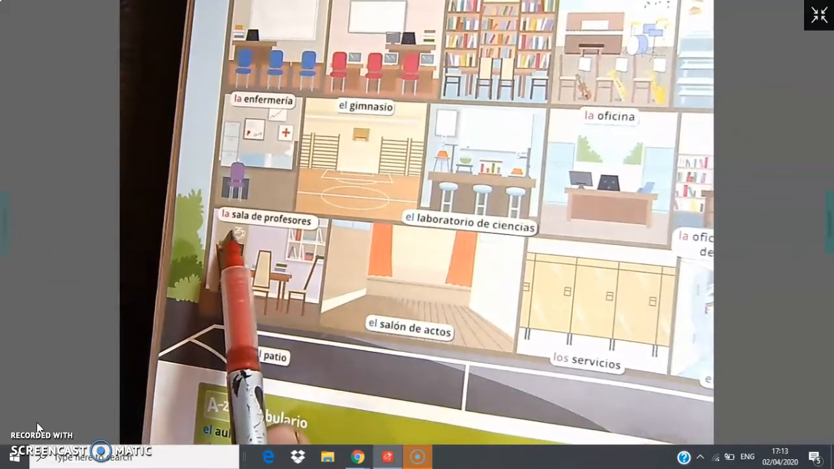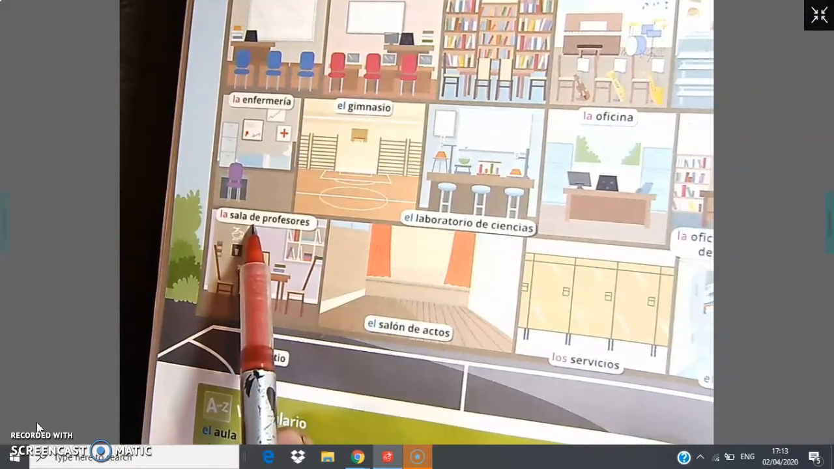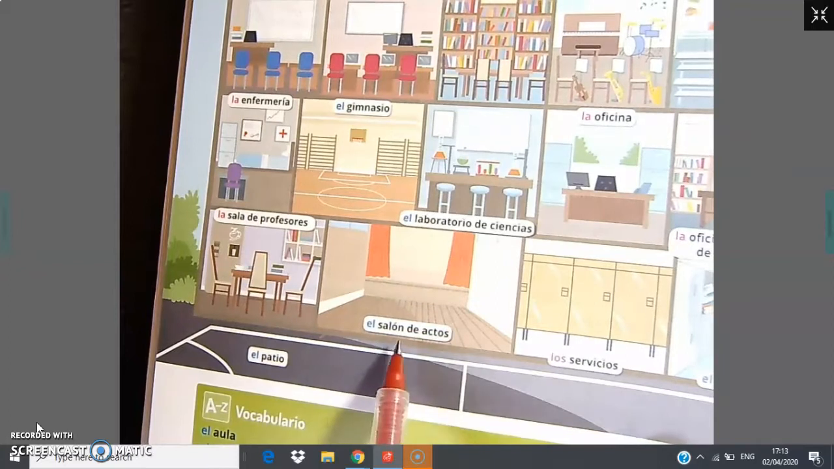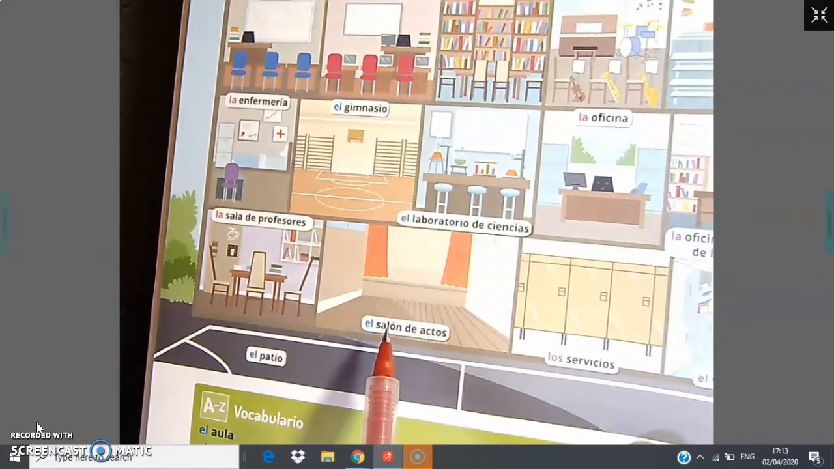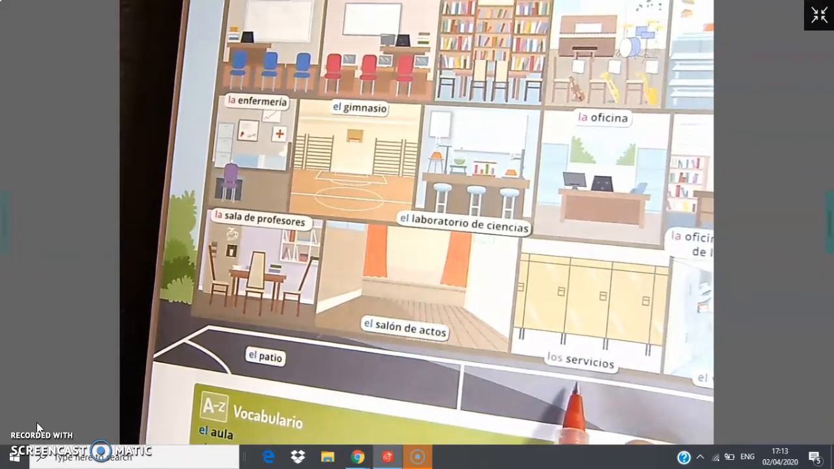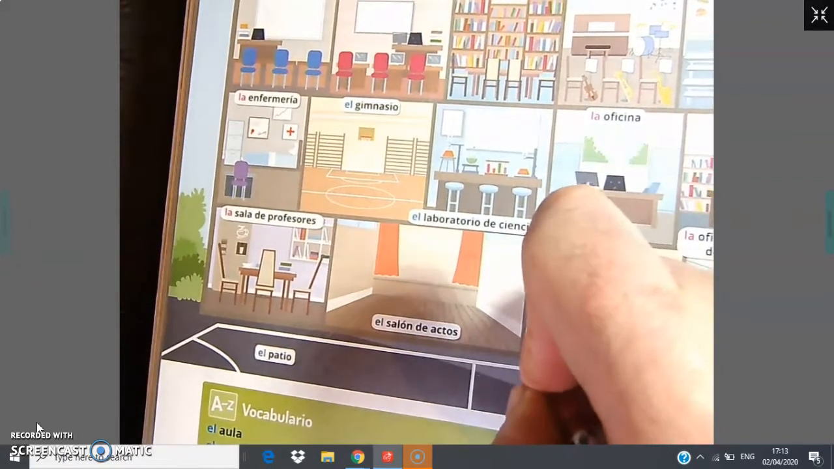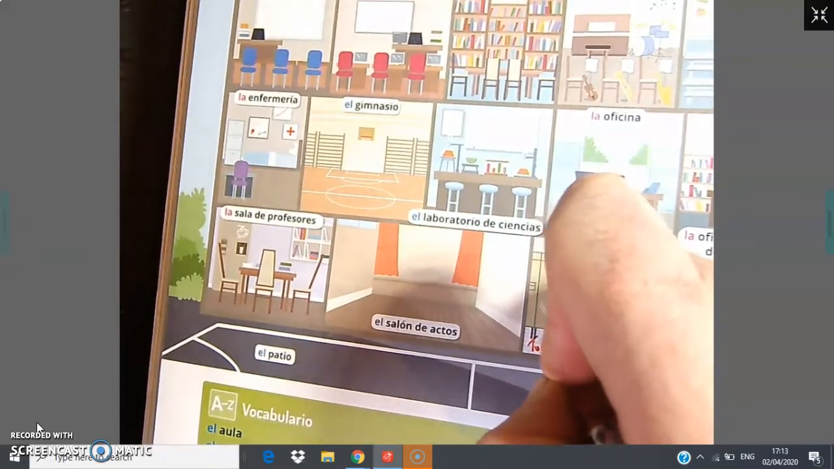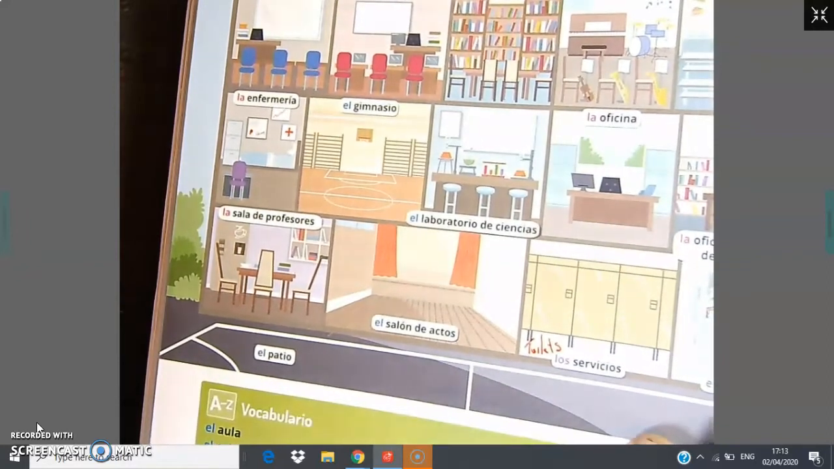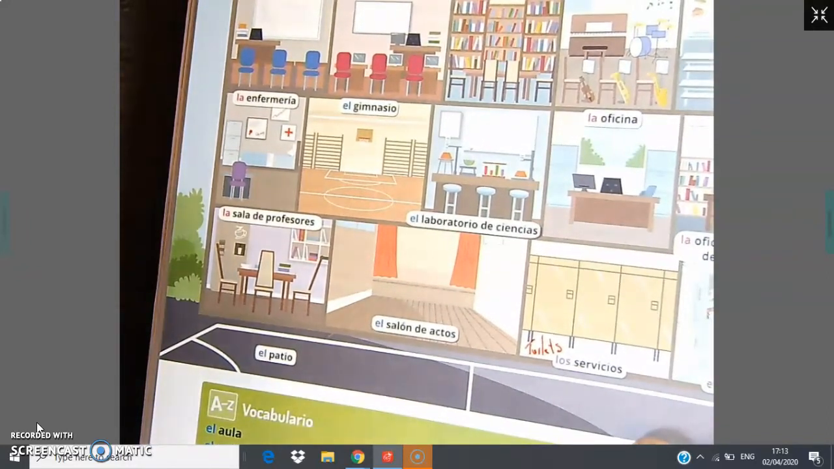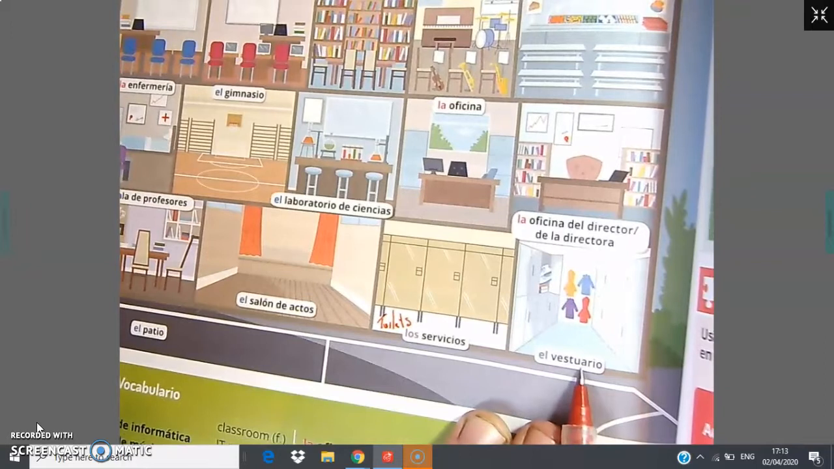Then we've got la sala de profesores, is the staff room. El salón de actos, so that's like your concert hall. Los servicios, that is your toilets, that may be new for us. Okay, and then we got el vestuario, that's like your changing rooms. That's your last one there.